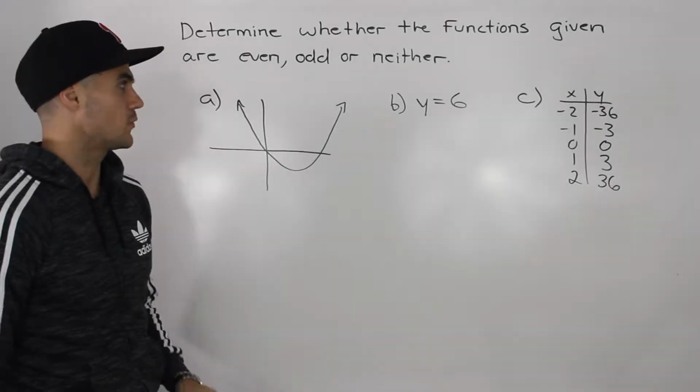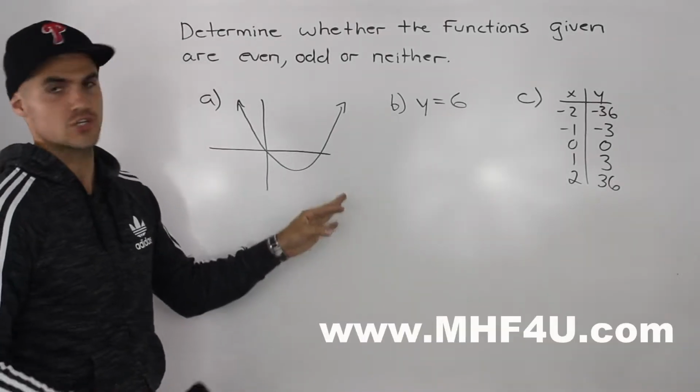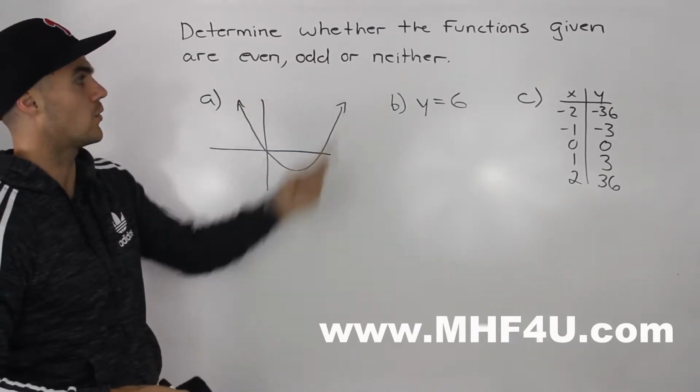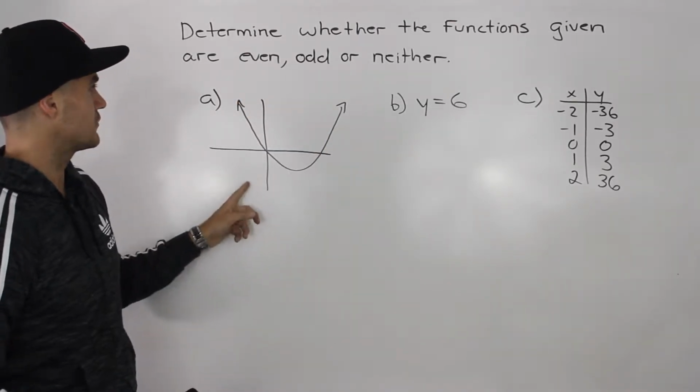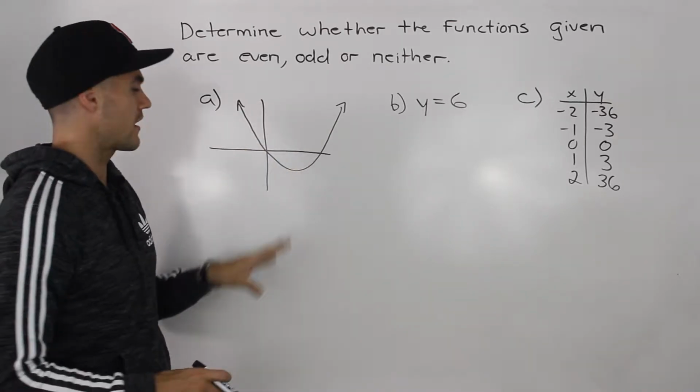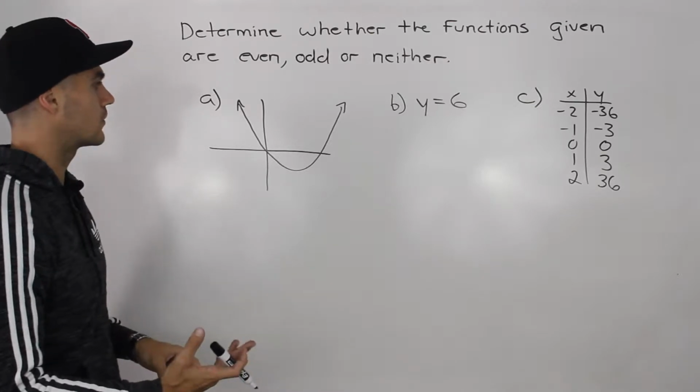In this question, we are given three sets of functions in different forms, and we have to determine whether the functions are even, odd, or neither. So let's start off with this first function here. Well, we can just graphically tell whether a function is even, odd, or neither.